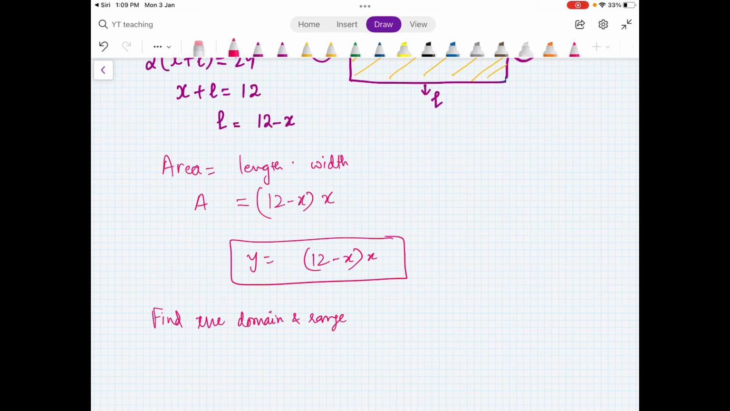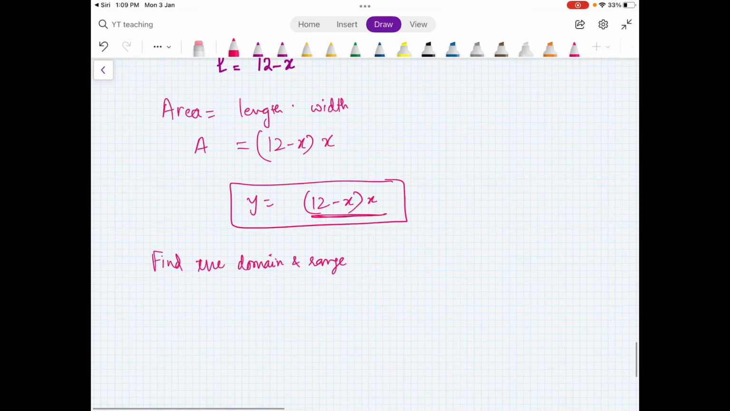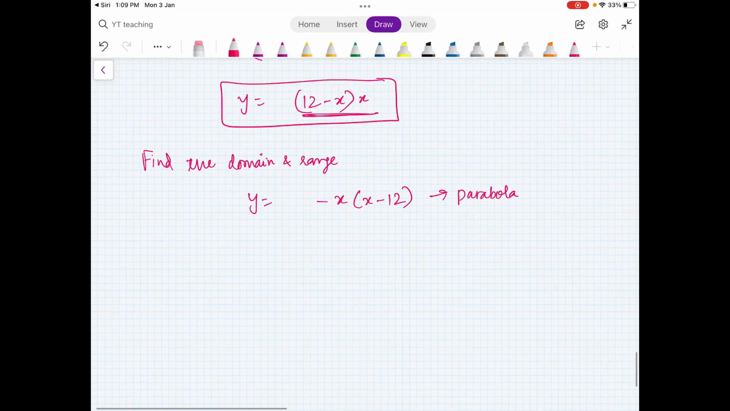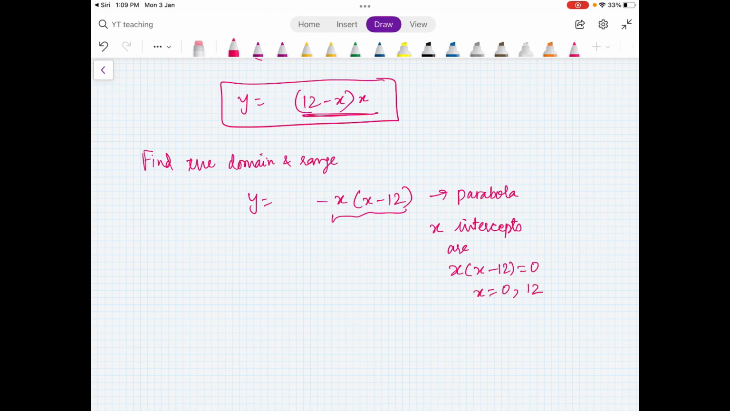So now you see, you have a function here. Let us just try to write it. This is minus x, x minus 12. So this is a quadratic form, right? So this is a parabola if I draw it. And where it intersects the x-axis, the x-intercepts, I will just put this thing equal to 0. So I get x is equal to 0 and 12. So the intercepts are 0 and 12.